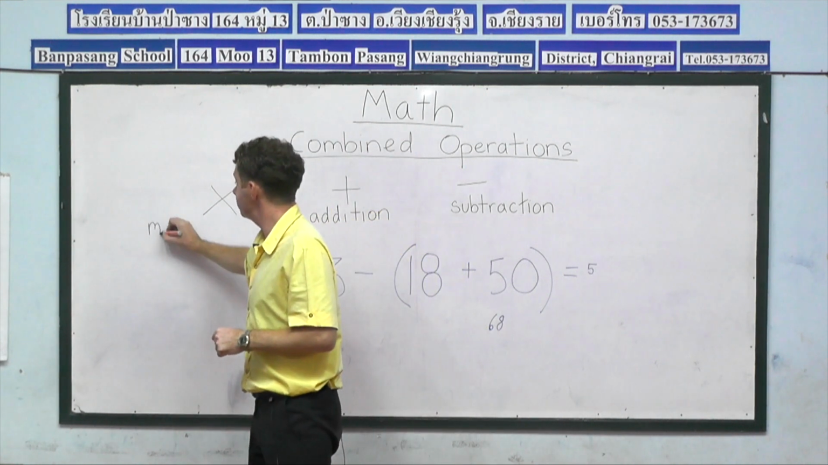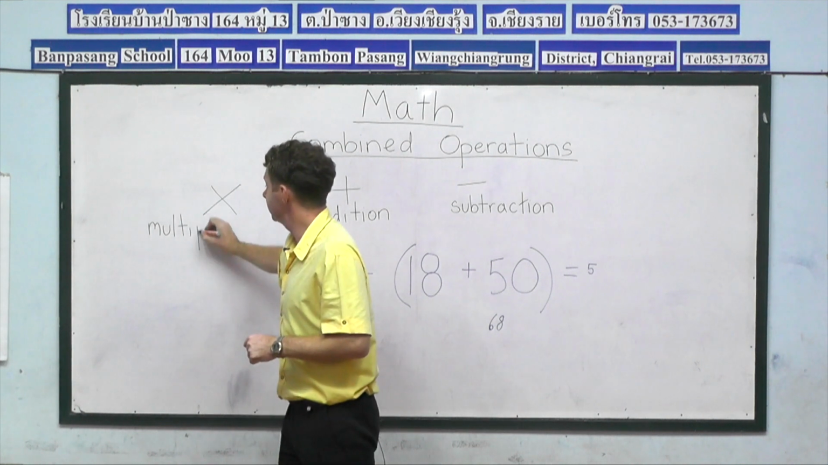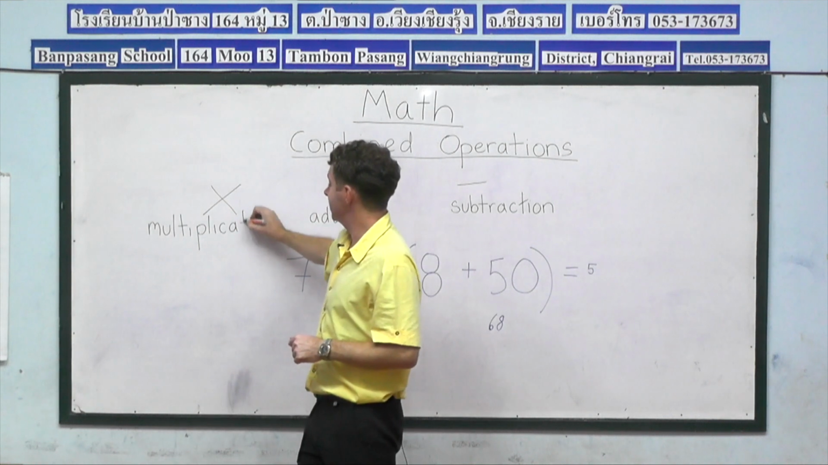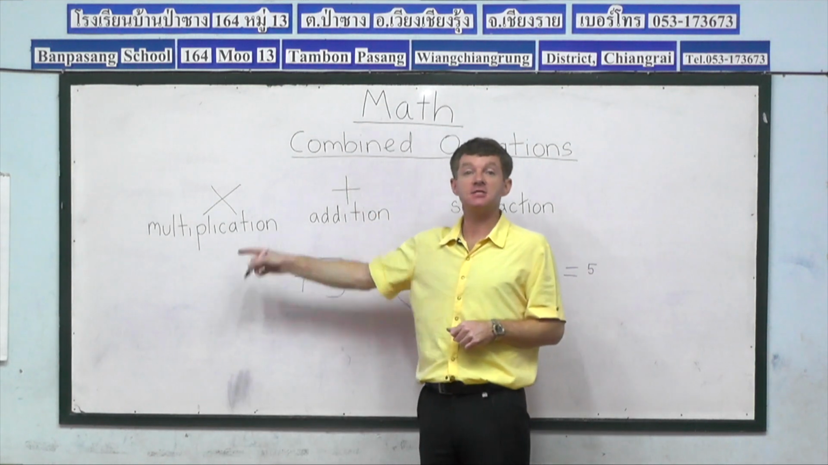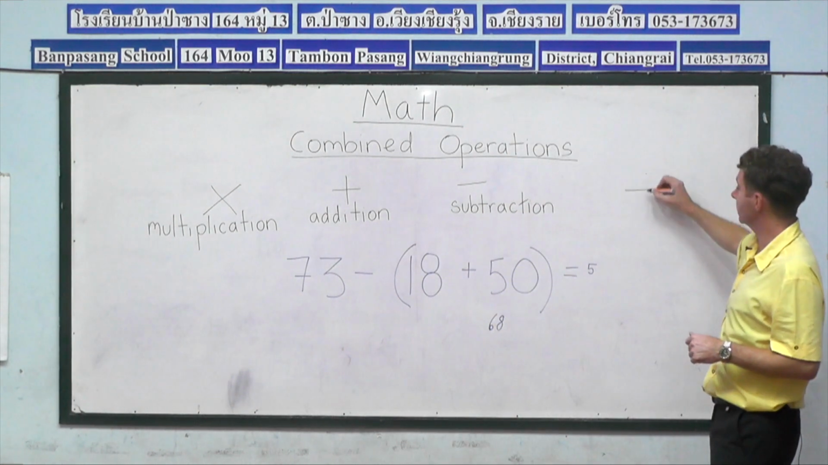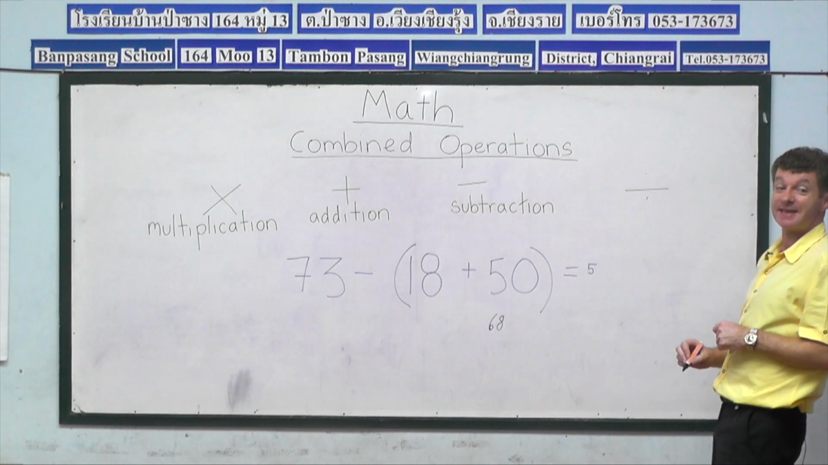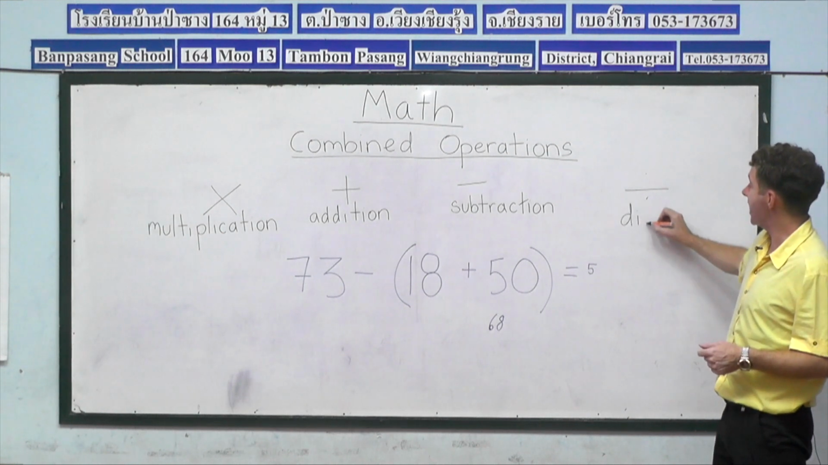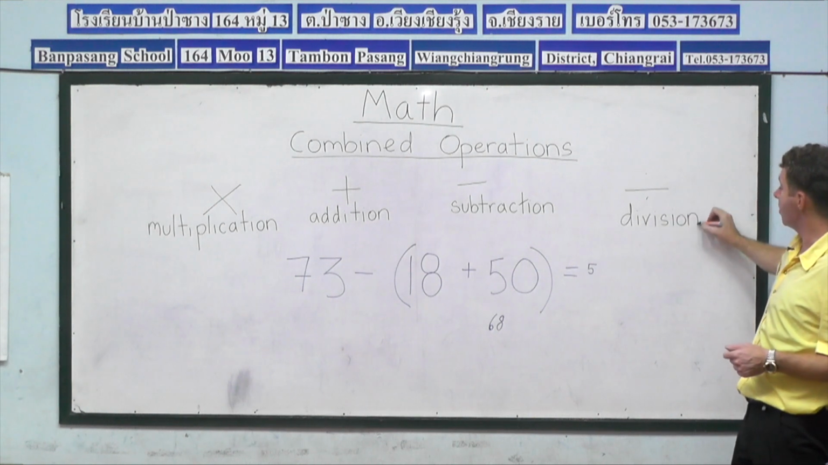Multiplication. M, U, L, T, I, P, L, I, C, A, T, I, O, N. Multiplication. Yes, and also one more symbol today we're going to be looking at. Does anybody remember this symbol? Begins with D. Divide or division, yes. D, I, V, I, S, I, O, N.